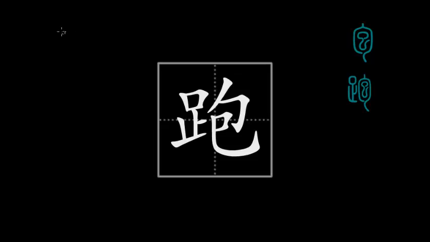So in this presentation, I'm going to talk about a character which is pronounced pǎo. Pǎo, in the third tone, and it means to run. And you can find it in words and expressions that literally relate to running. For instance, 跑步, which means to run.